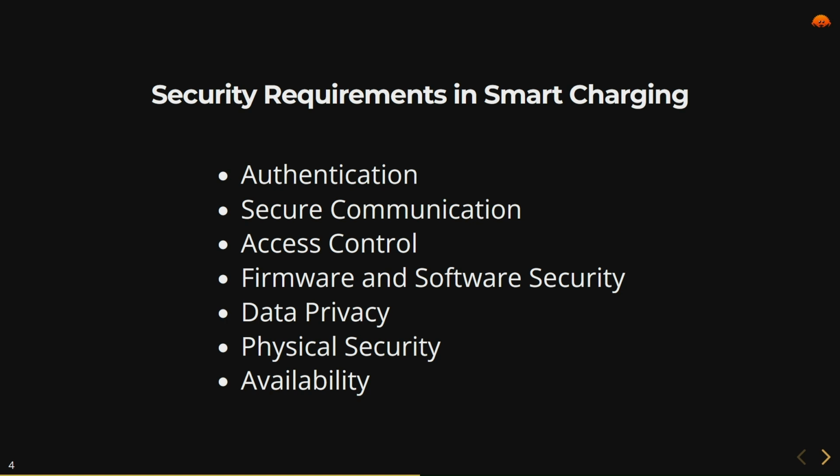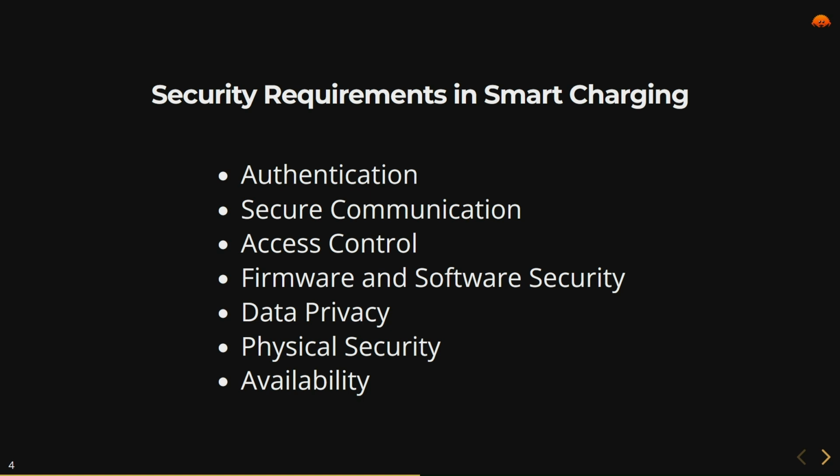Firmware and software security. Charging stations and other components should have secure firmware and software with regular security updates. This software should follow secure coding practices. Then vulnerability assessments and other penetration testing should be done to identify any potential security bugs.